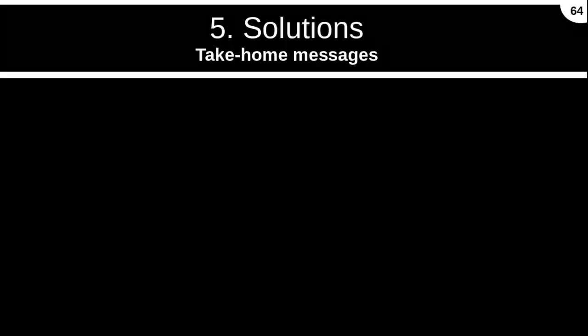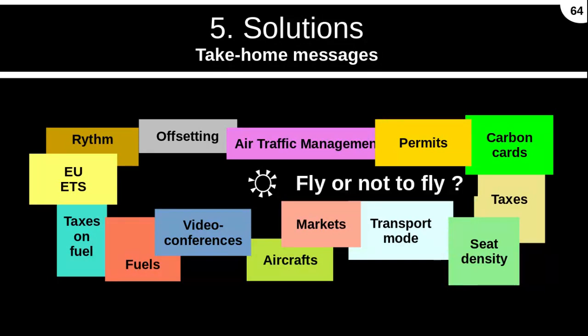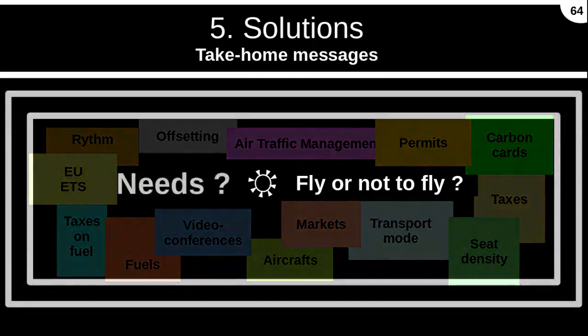What are the take-home messages from this chapter? The present landscape of solutions looks like a patchwork of diversity with holes everywhere. Our inefficiency contrasts with the power of a small coronavirus, which not only drastically reduced the carbon impact of air travel, but also put forward the question, fly or not to fly, and made us question many of our needs. We've just landed at the core of the kingdom of human needs, expanding way beyond the carbon impact of air travel, and I hope you'll enjoy exploring it.